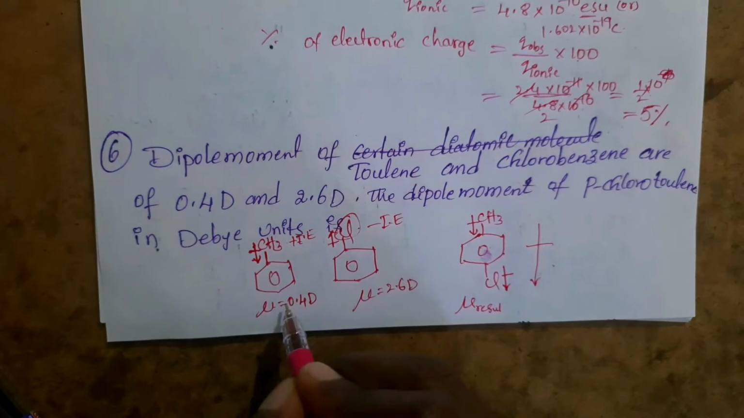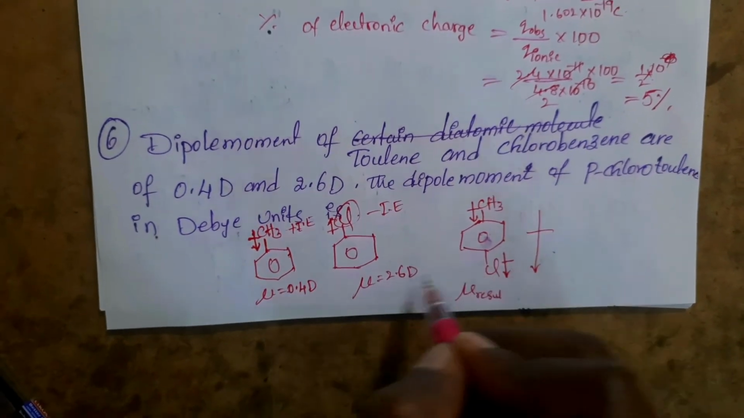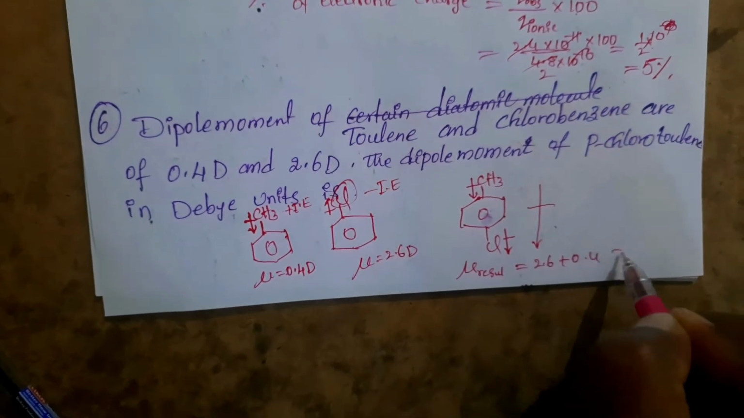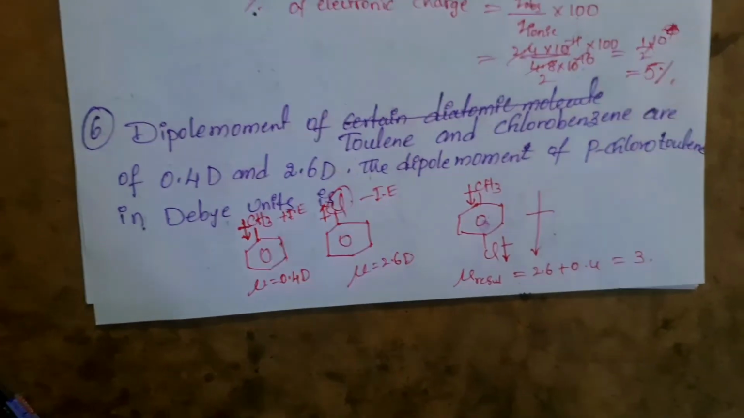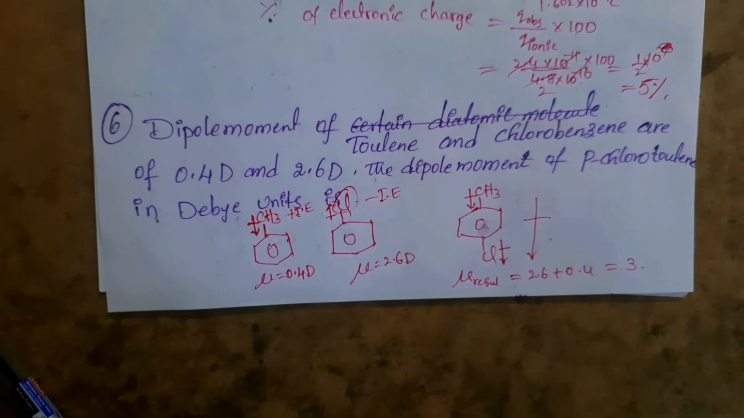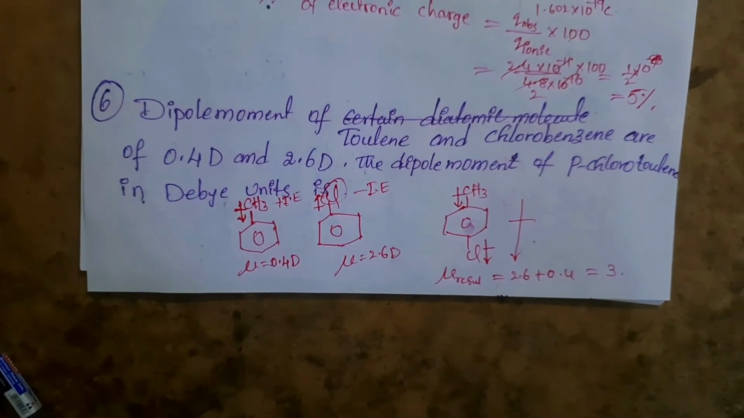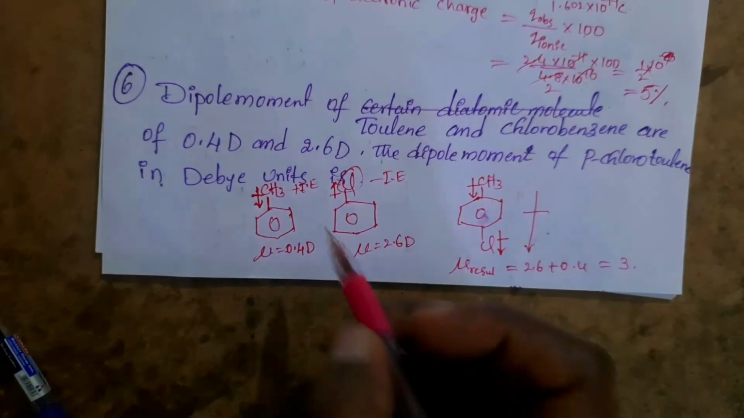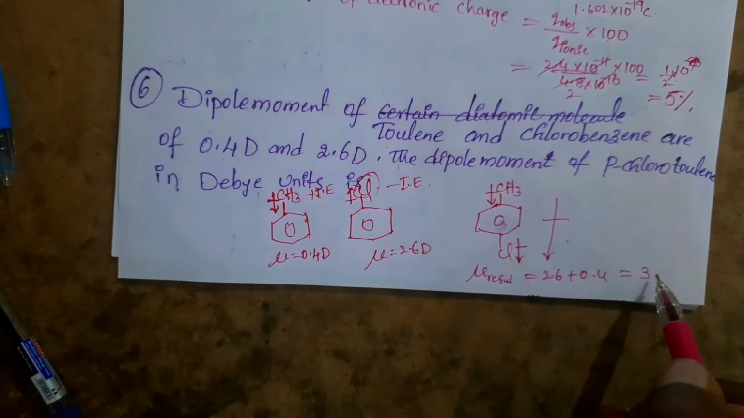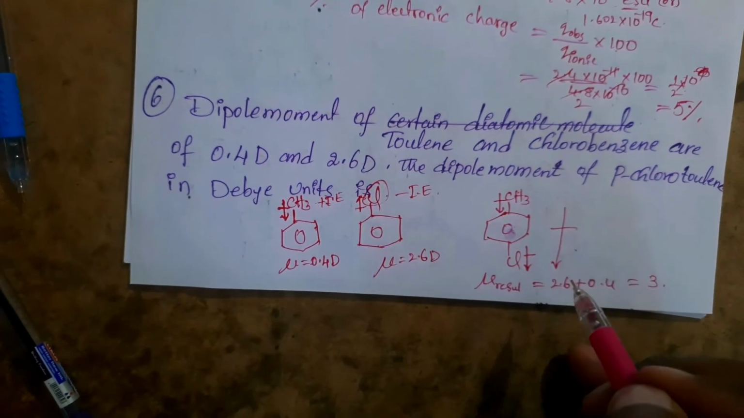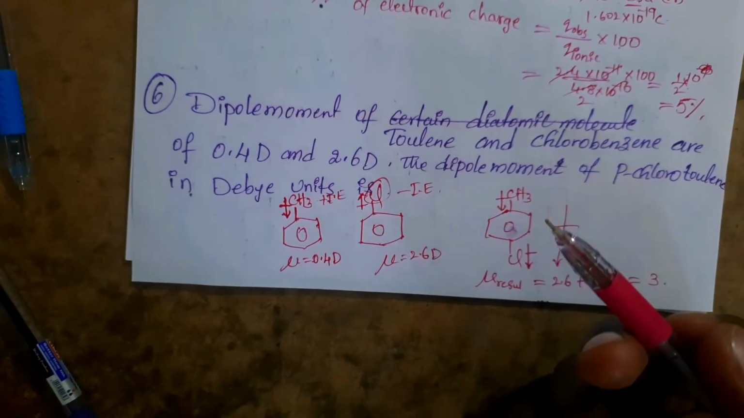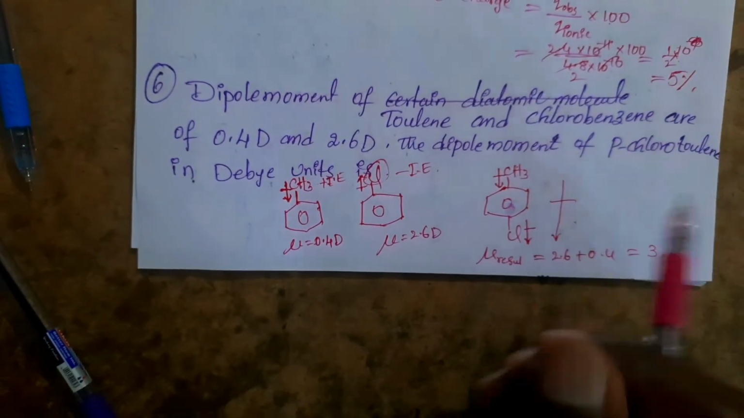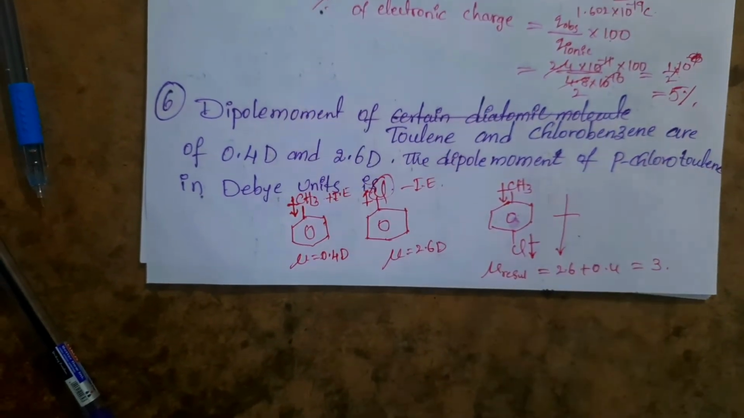One dipole moment is 0.4, the other is 2.6, that is 2.6 plus 0.4, it will be 3. If they give the opposite, that is one is electron releasing and one is electron withdrawing, plus I and minus I, we have to add here in para position only. If they had given both as plus I groups, then we have to subtract the dipole moments to get the resultant dipole moment. Is that clear?